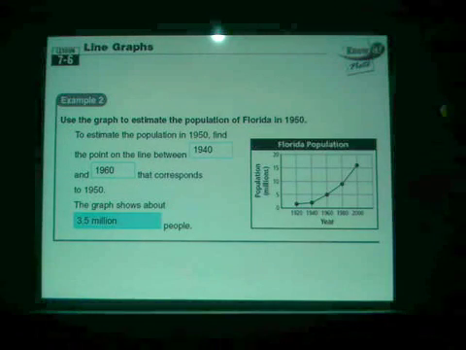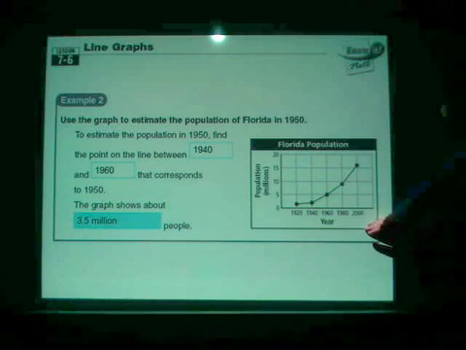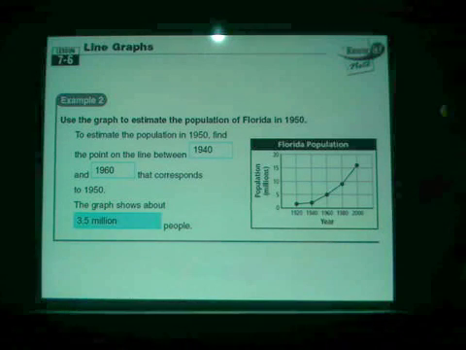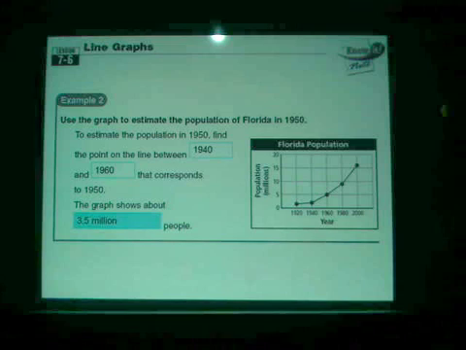Number 2, use the graph to estimate the population of Florida in 1950. Now realize why this is an estimate here. On the graph, looking at the year axis here, 1950 is not represented. We know where 1950 would logically fall, but technically we have no true data to represent 1950. It would at best be, as they're saying, an estimate of what the population would be in 1950 as opposed to the potential actual number.